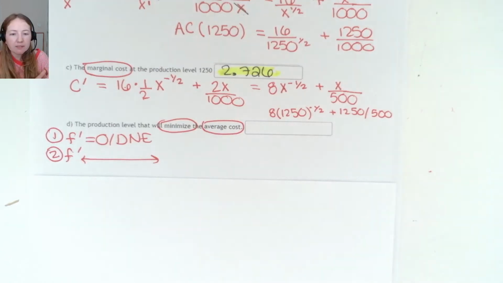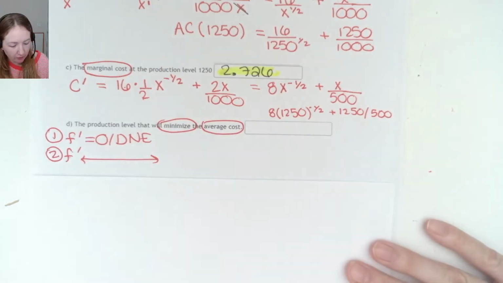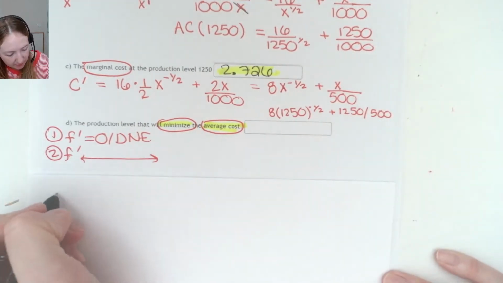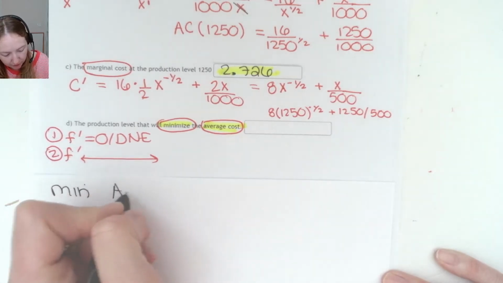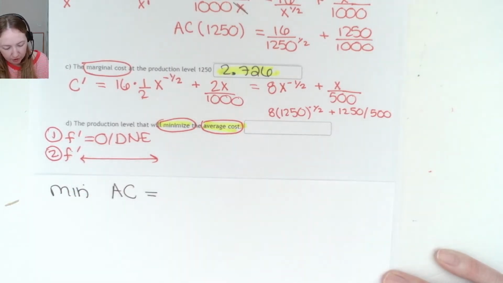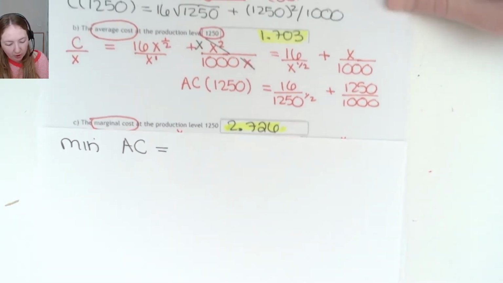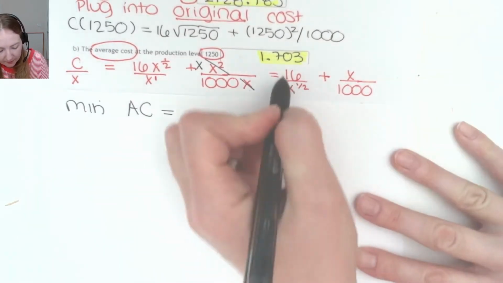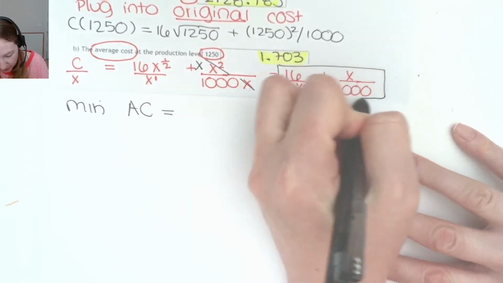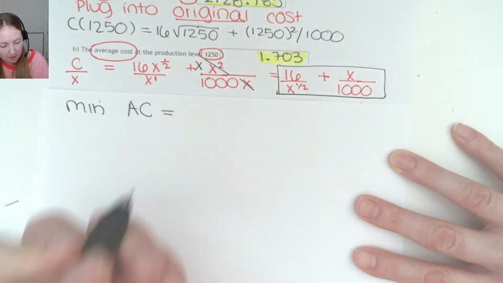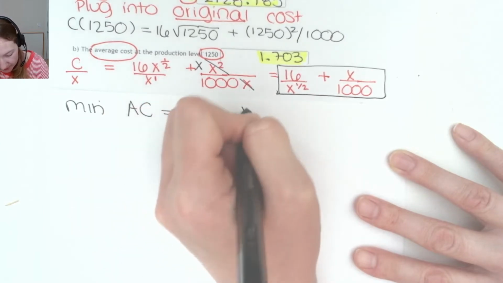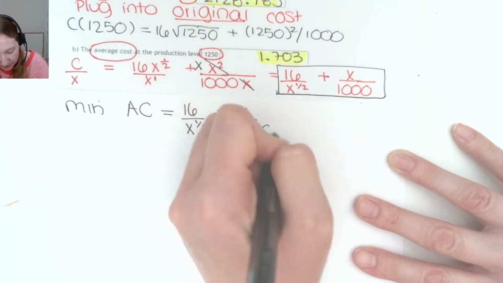All right, so for part D, where we're talking about the production level that will minimize average cost, again, I'm going to go over to a separate page to work through this. For the minimum average cost, I will first look at my average cost function. I can get that from part B, where I found that my simplified average cost function looks like this: 16 over x to the 1/2 plus x over 1,000.